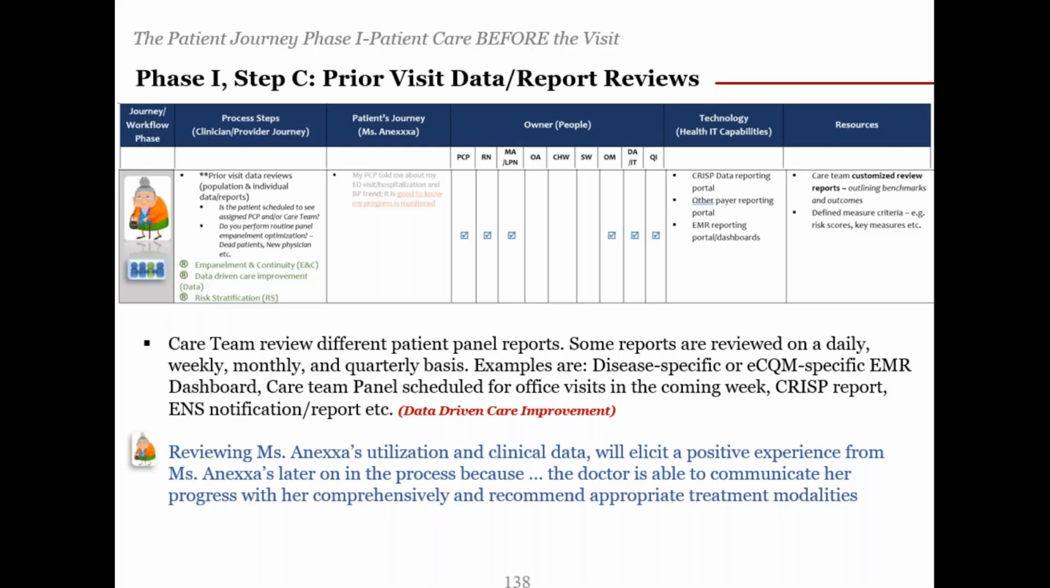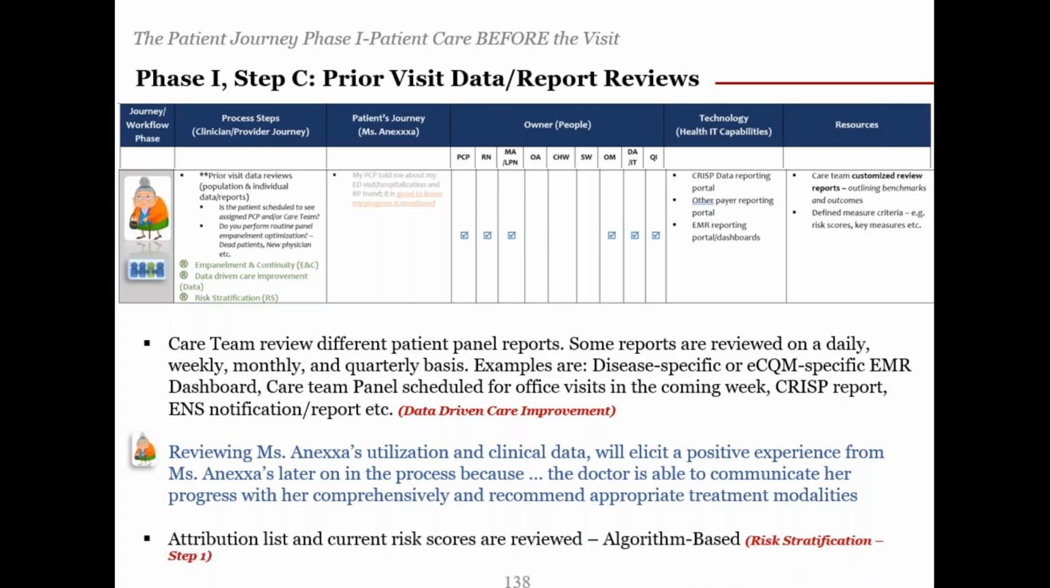Now, when the doctor gets to see Ms. Anexa, he's able to, or she's able to communicate her progress very comprehensively. He's able to say, I know you went to the ED, I know you had this done, I know the CHW reached out to you. He's able to just have a more in-depth conversation, like, oh, she did her own work. But all that happened because you review data together, probably have a pre-visit huddle and things like that.